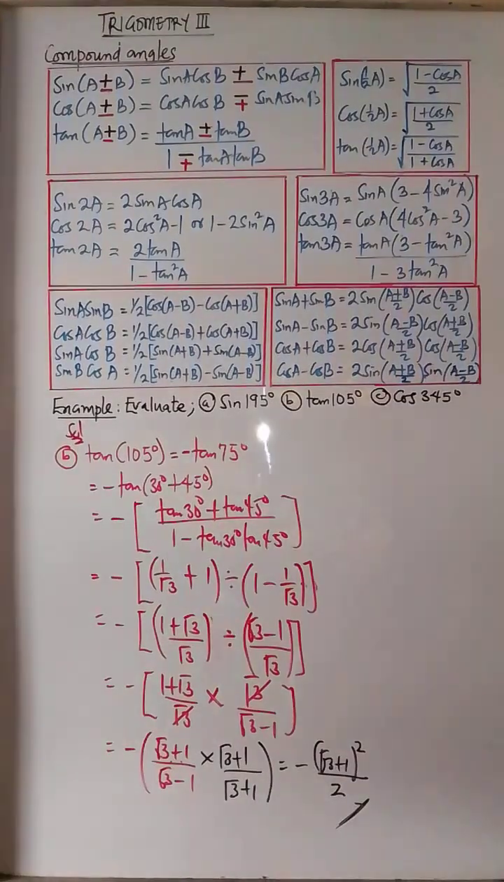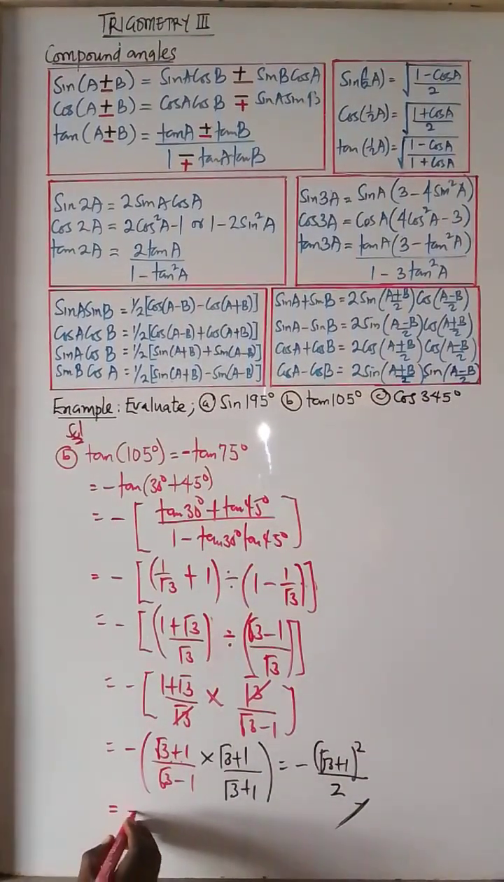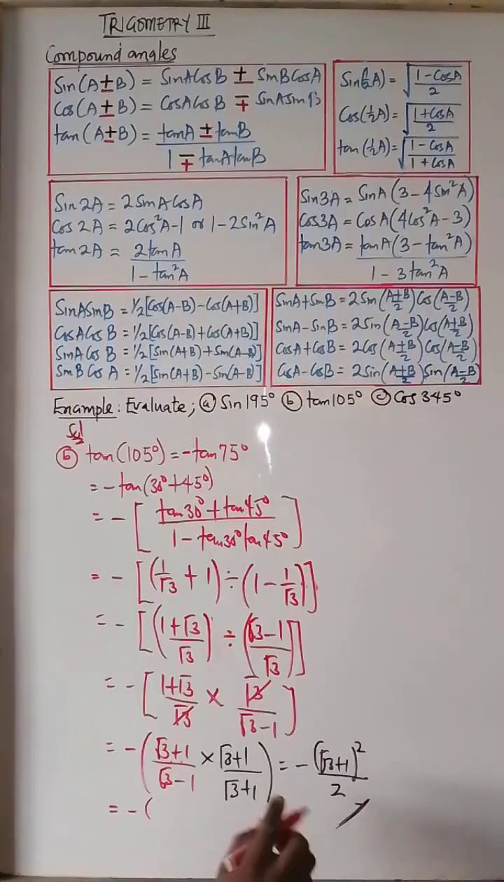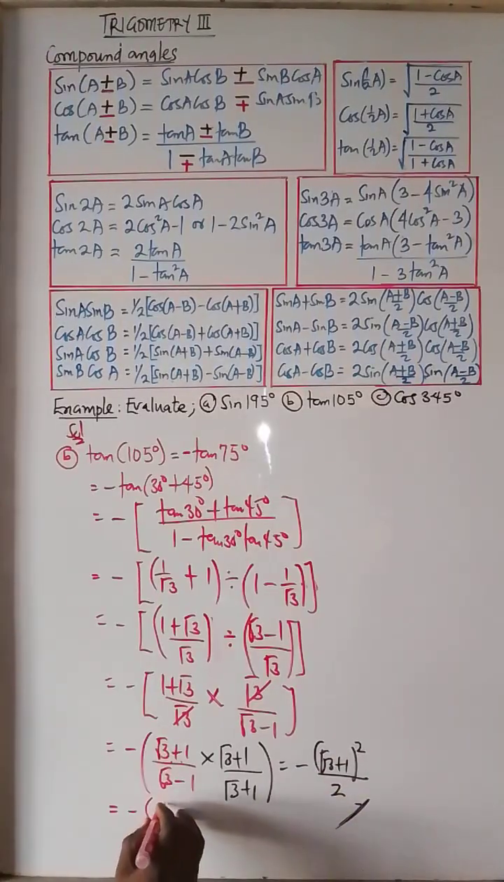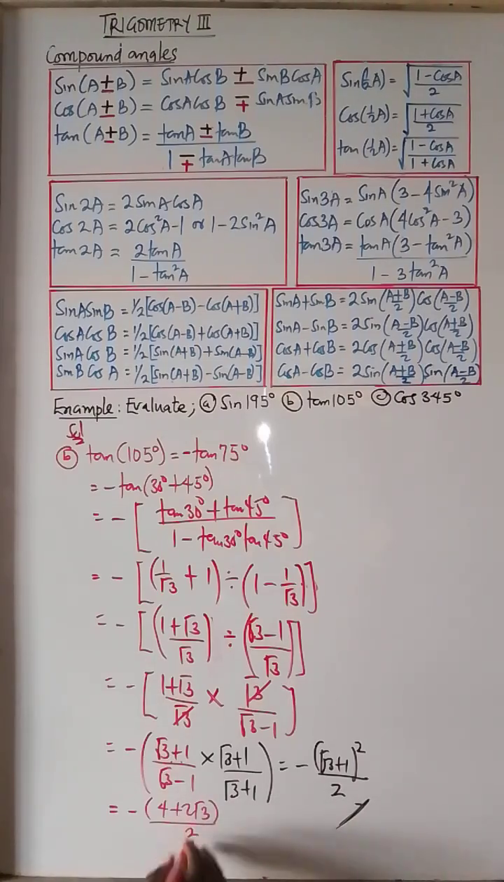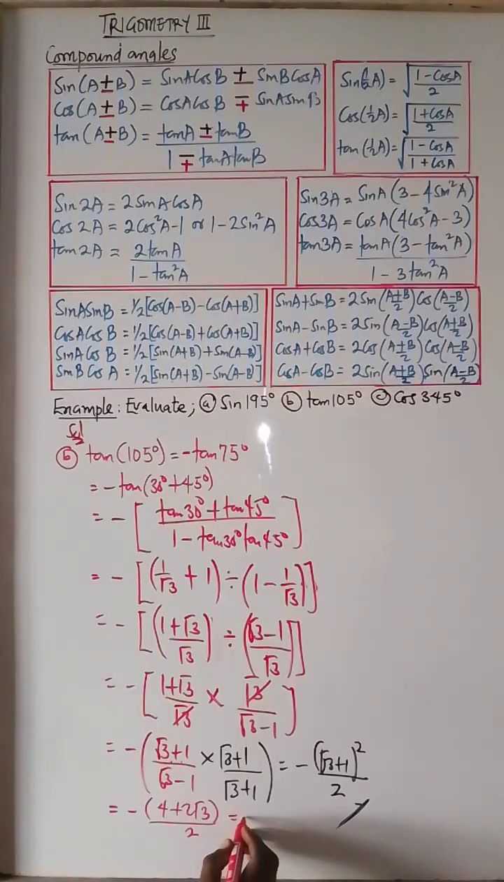In fact, let's finish it up. So this minus, if you expand this, you'll be having 3 plus 1, that will be 4, plus 2 root 3, over 2. 2 is common, so 2 can cancel 4 and 2. So the final answer is negative 2 plus root 3. That's the final answer.